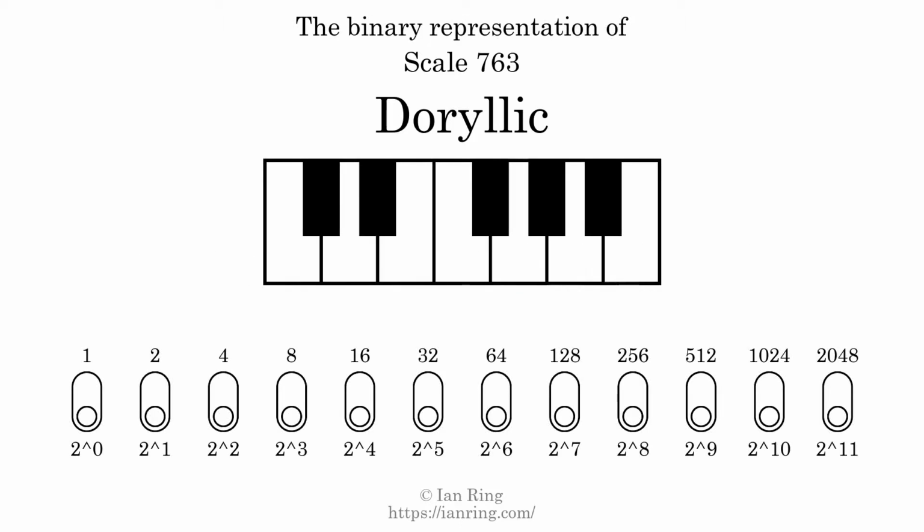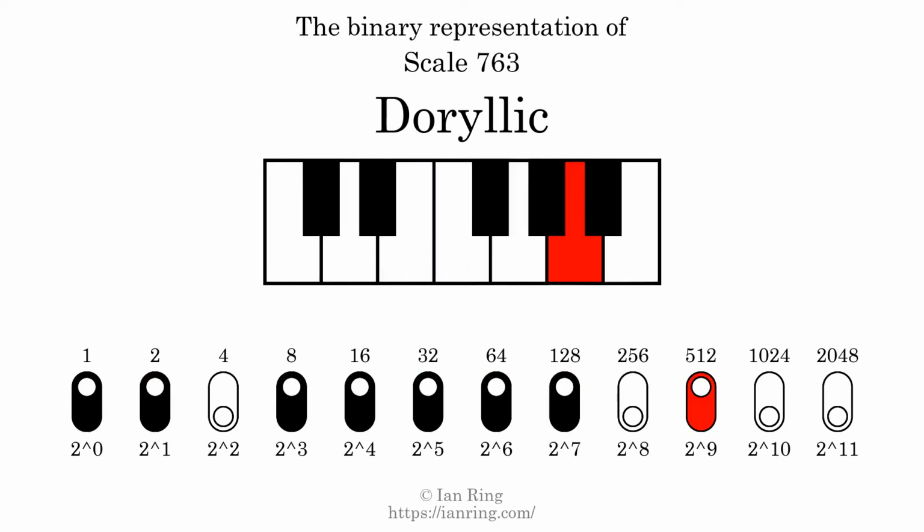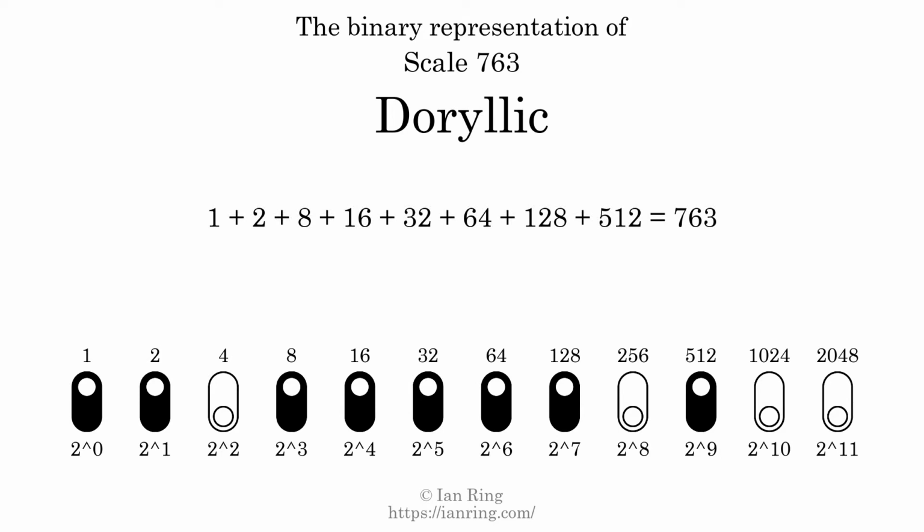The binary representation of this scale is determined by mapping tones of the scale to binary digits. Each binary digit represents a power of 2. To get the scale number, we add the powers of 2 together. The powers of 2 that are present in the scale, all added together, equals 763. That is why the scale number, in decimal, is 763.